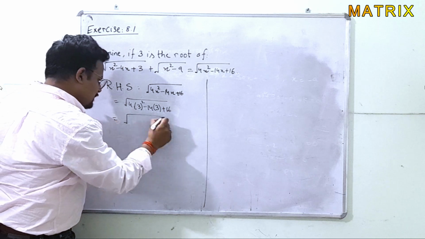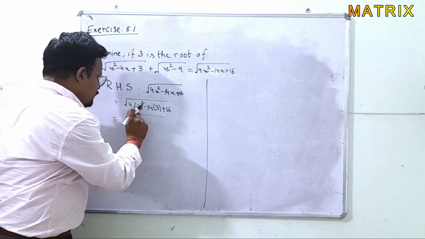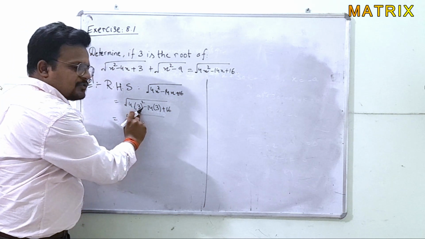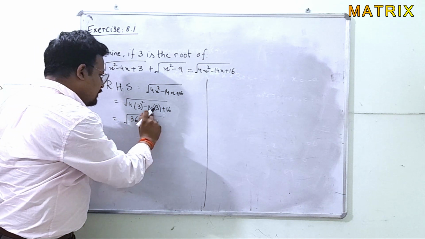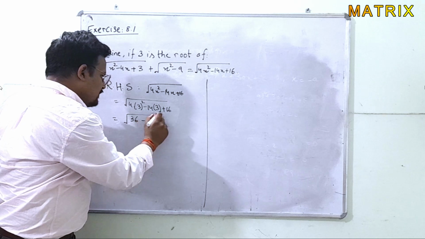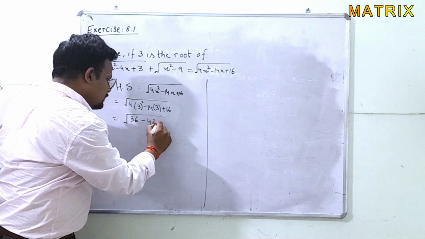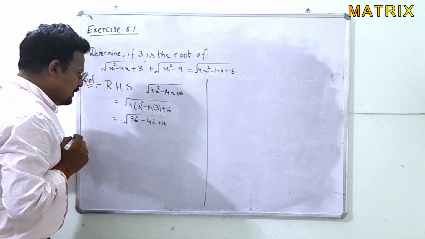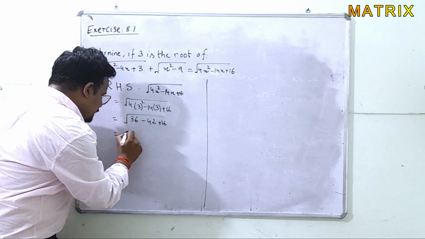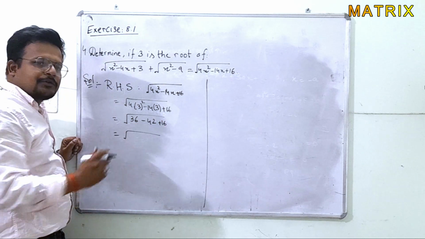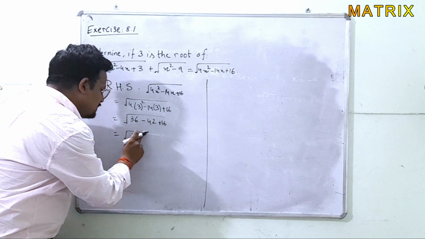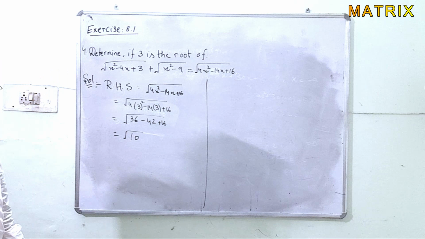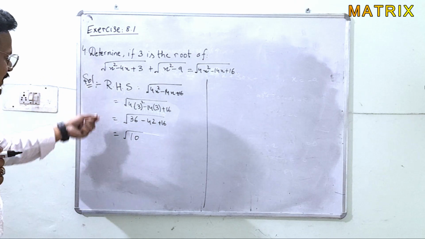So when I take in the square root, it will be 4 multiplied by 3 square. 3 square कितना होता है जी? 9. 9 4s are 36 minus 14 3s are 42 plus 16. When I solve this, it will be 36 plus 16 will be 52. 52 minus 42 will be 10. So this is the value of this, under root of 10. Clear? So this is the value of the right hand side.